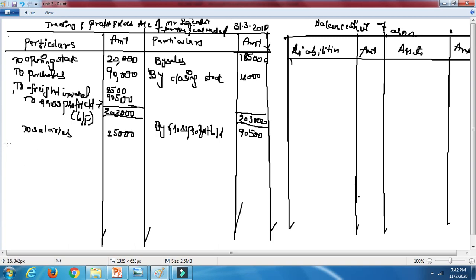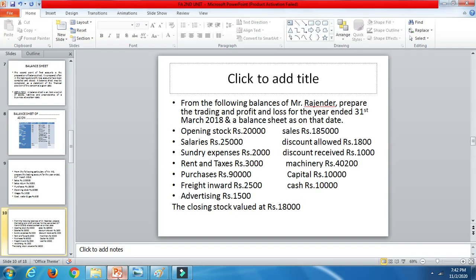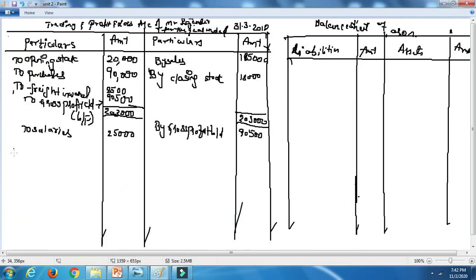Okay, next is sundry expenses. Sundry expenses, already said, these are miscellaneous, day to day transactions, so that also will come. To sundry expenses, the amount is 2,000. Next is what? Rent and tax is 3,000, so let's take that also. To rent and taxes 3,000. What's the next one?